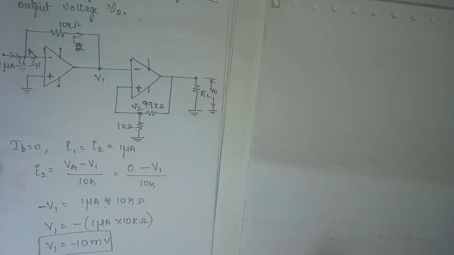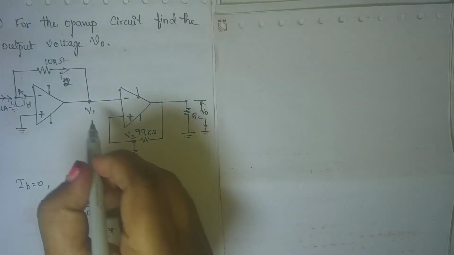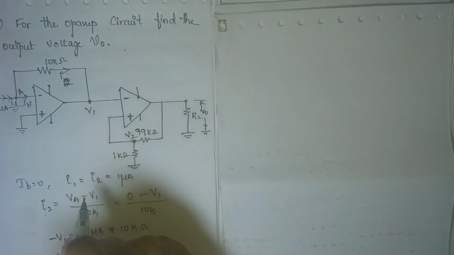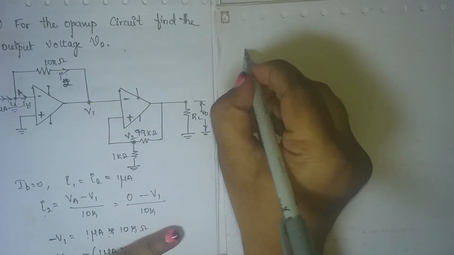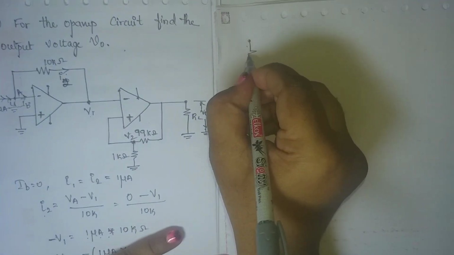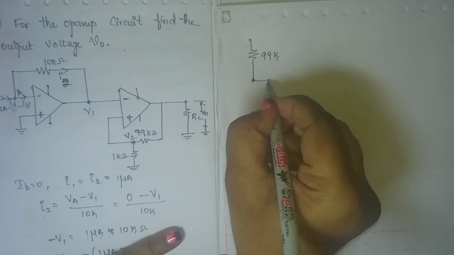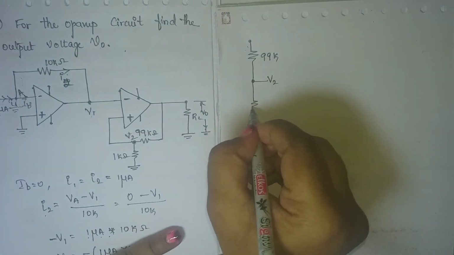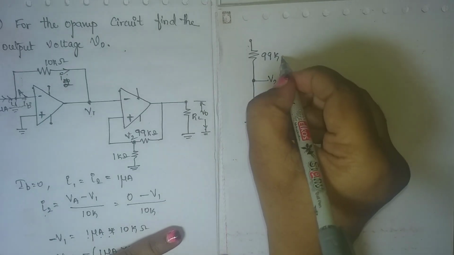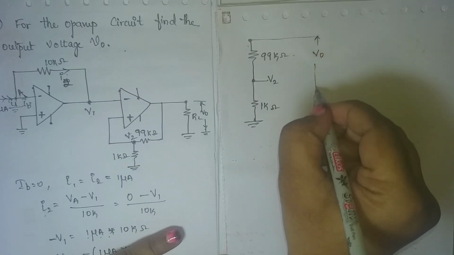Now if I got the value of V1, what is the next step? Here again I can make sure that V1 and V2 are at the same potential. It is similar to problem number 1, right? So I'll take only this part of the circuit. Here you have 99K, this is the V2 point, you have 1K, and this is the ground. Units is ohm. From here you are taking the output V0.